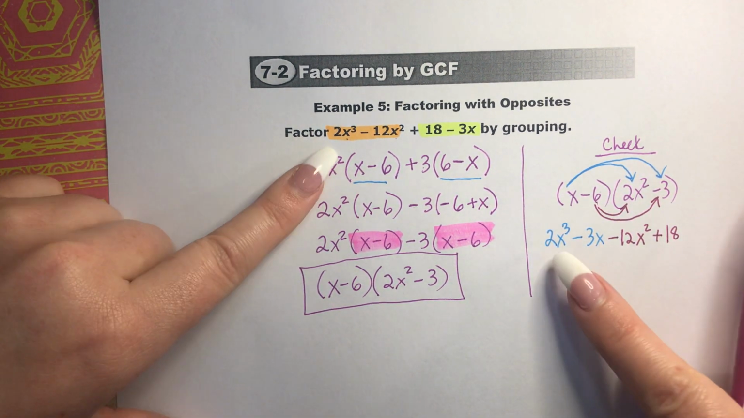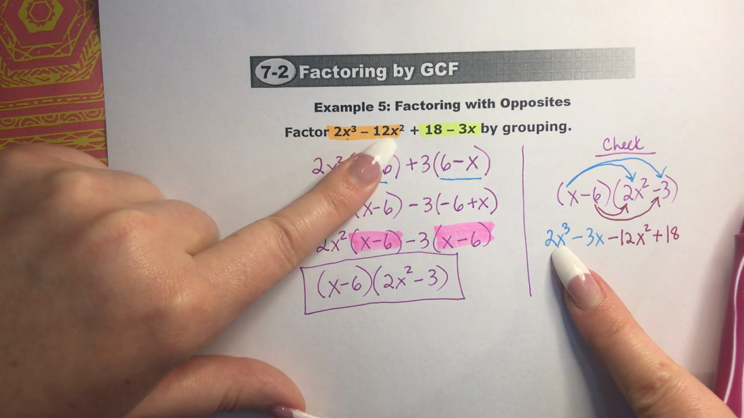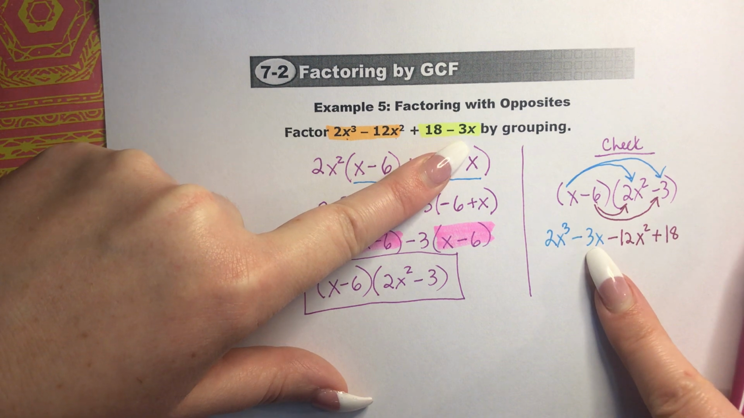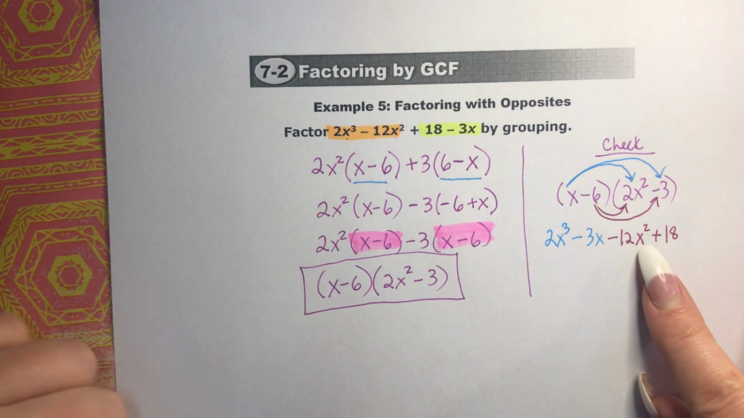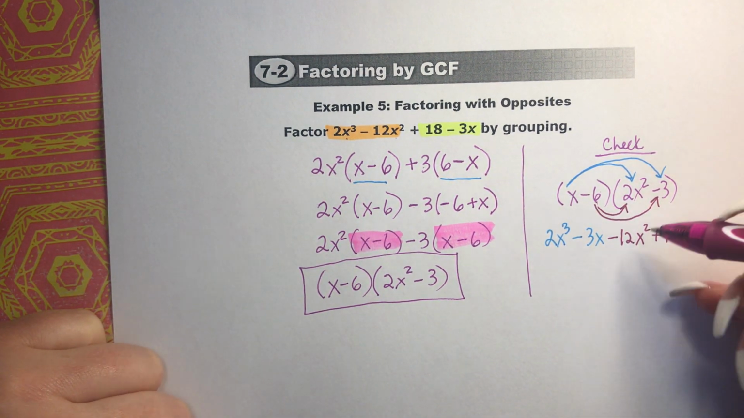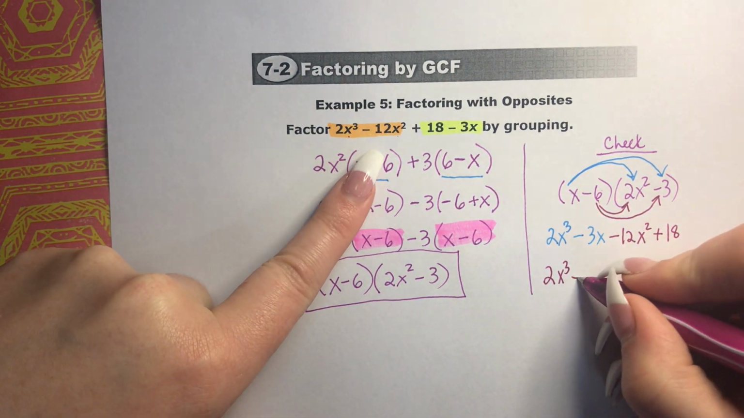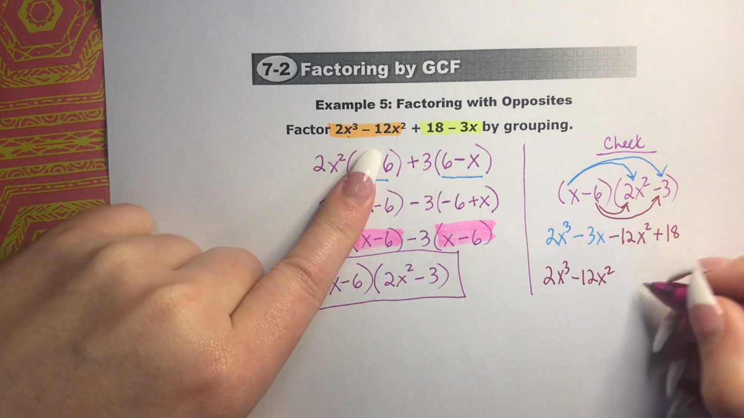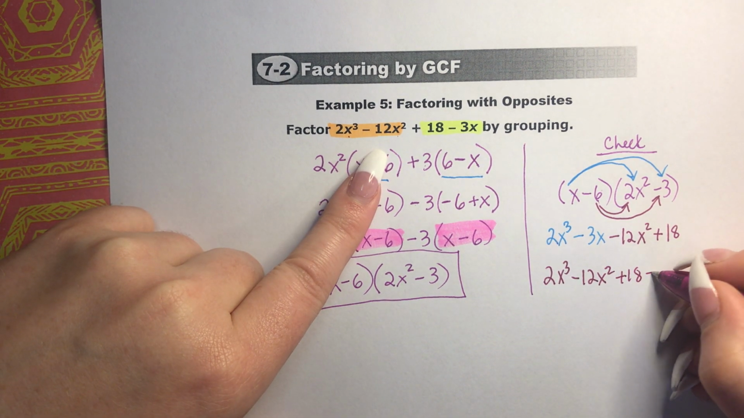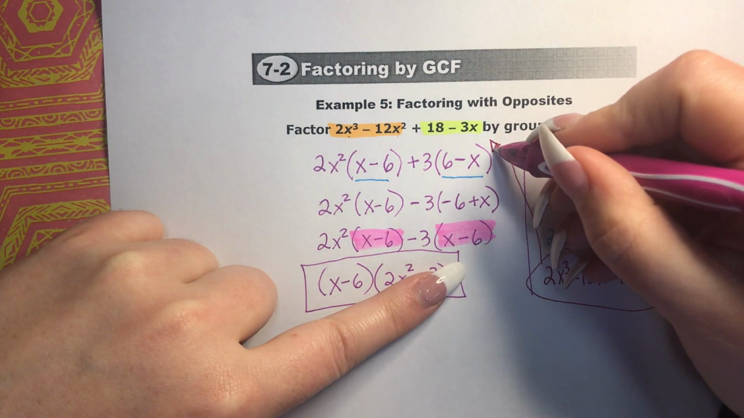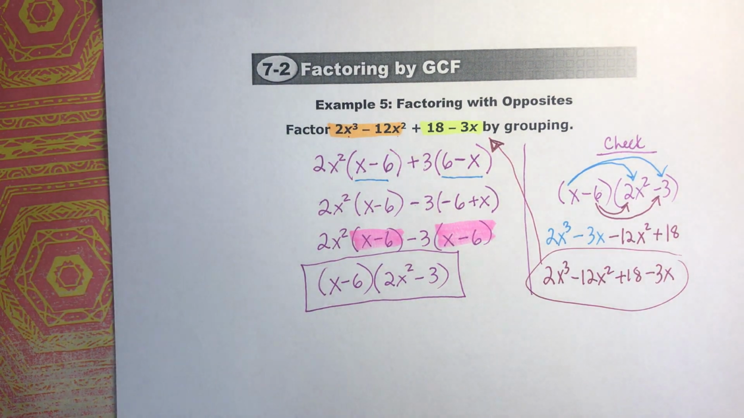And then I'm just going to see, okay, so we got 2x cubed. Do I have a negative 12x squared? Yes, I do. Do I have an 18? Yes, and a negative 3x. I have to switch a few of these, but I can just rearrange it and it'd be the same. And then it has the 18, so it's not in standard form, but it's okay. It's the same thing. So there we have it. It's the same. Okay, perfect.